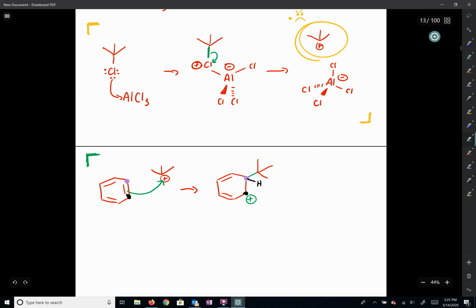Positive charge here. Okay, so there we go, right? This was our second step. The aromatic ring swings open, grabs the nice electrophile that gets generated there, right?